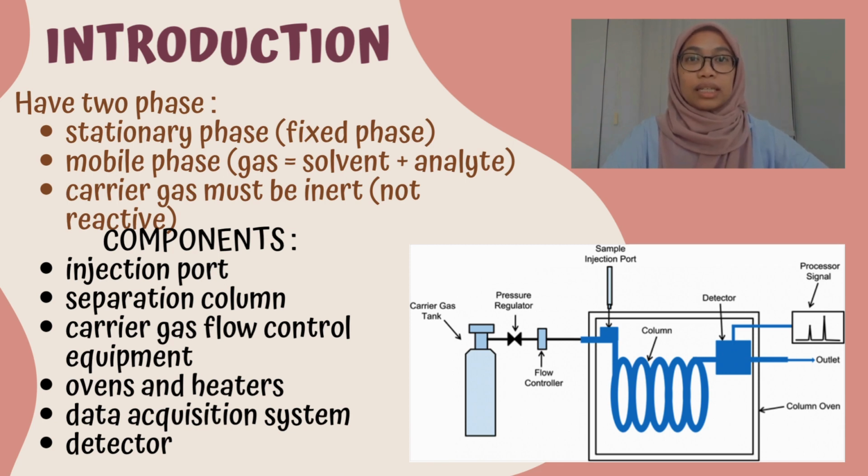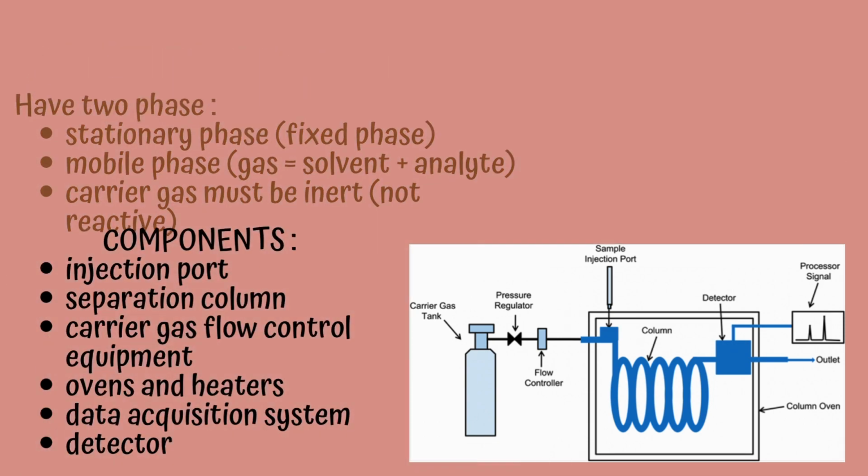There are 6 basic components in a gas chromatography machine. It includes injection port, separation column, carrier gas flow control equipment, ovens and heaters, data acquisition system, and also detector.